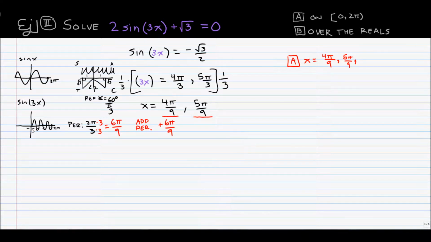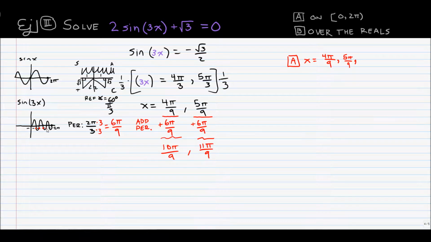Basically right now we've got the first one and the second one. Now we're trying to get the third one and fourth one. So we add 6 pi over 9 to both of those first two angles, because each one is going to repeat in 2 pi over 3. What does that give us? That's going to give us 10 pi over 9 and 11 pi over 9. So there are our two second answers. We've got this guy and this guy.